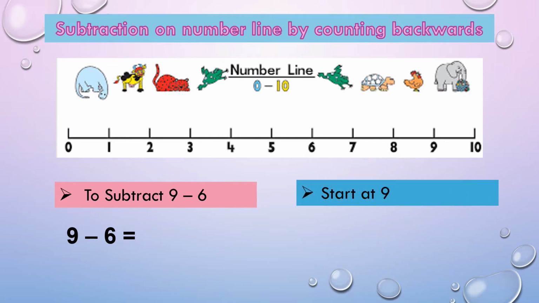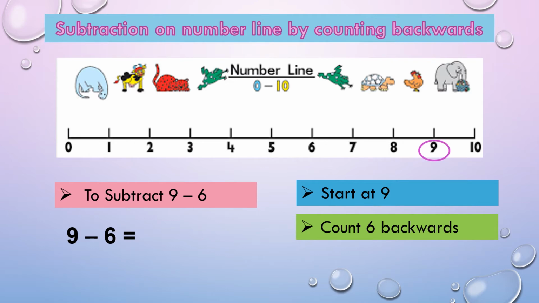So we can start backward counting at 9, means we have to go in the backward direction, means we have to go from 9 to 0. And how many steps we have to go back? Yes, we have to go back 6 steps, means we have to count 6 backwards. So let's start from number 9 and we start counting backward from 9 to 0 direction, means the backward direction.